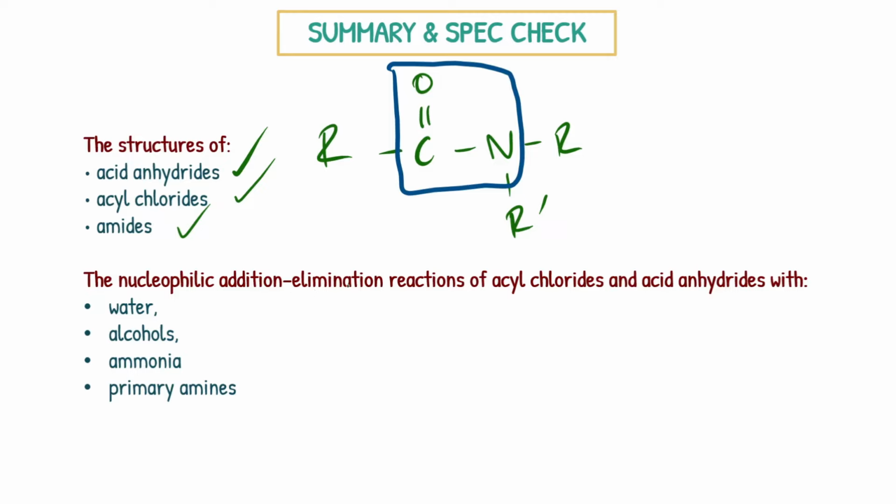Next up, we need to know the nucleophilic addition-elimination reactions of acyl chlorides and acid anhydrides with water, alcohol, ammonia, and primary amines. We went through the conditions, the reagents, and the starting and ending functional groups. In terms of the mechanism itself, as I mentioned, I'm saving that for another video, but we went through every single thing you need to know for each of these 4 reagents, okay? So hopefully that was helpful.